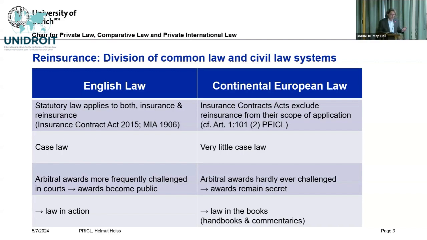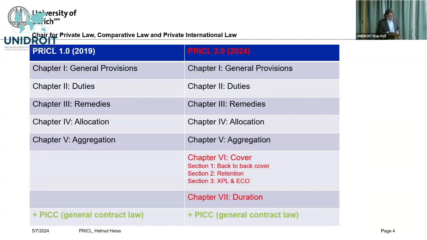So this is where we saw the need for a private codification within the UNIDROIT framework. And this is what came out. We published the first edition of the PRICL in 2019. It contained general provisions. It contained the duties of the parties based on the principle of uberrima fides, that is prevailing in reinsurance law, on remedies, where we took the approach of a proportional remedy, and on allocation, which means the attribution of certain losses to certain periods of insurance, the period of 2021 or 22 or 23. That's the allocation of a loss relating to time.